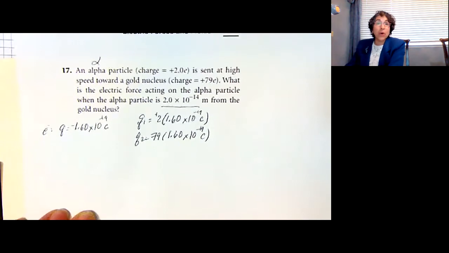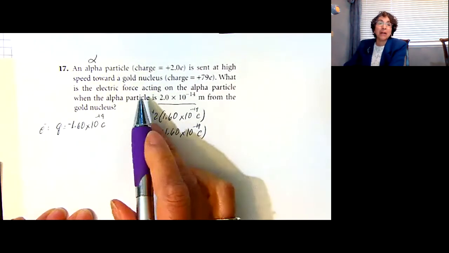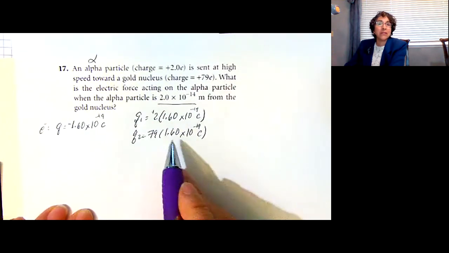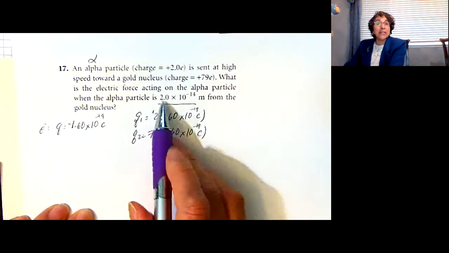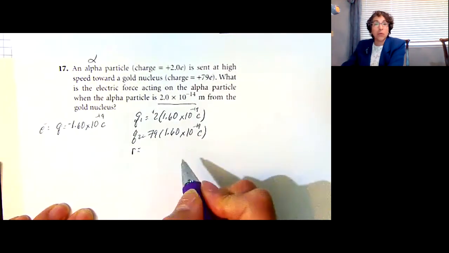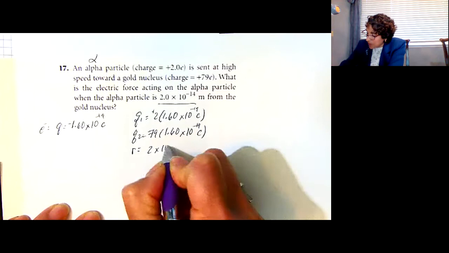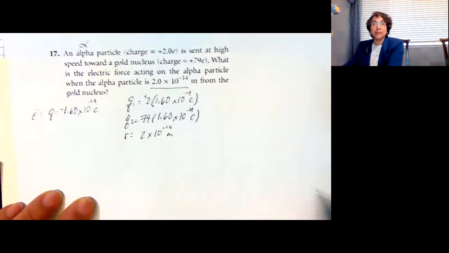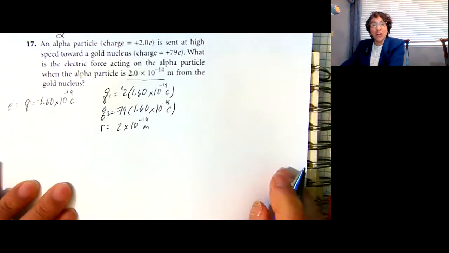Okay, so what is the force? Now remember, we're not caring about the sign. It's either going to be repelling or it's going to be attracting. So that's why I'm not going to worry about the signs. All right, and then we have a distance. That's our radius. So our radius is 2 times 10 to the negative 14 meters. There we go.